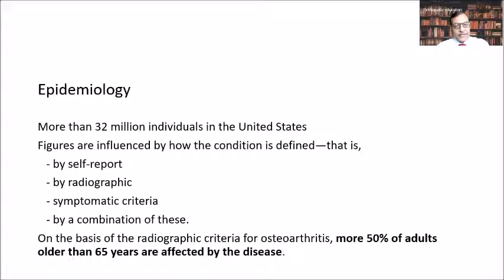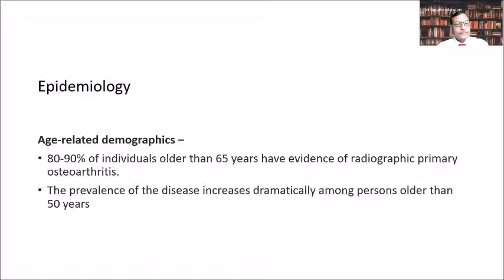Let us see the radiographic criteria for osteoarthritis. If it is taken into view, more than 50% of adults older than 65 years are already affected by the disease. The age-related demographics still say 80 to 90% of individuals older than 65 years have evidence of osteoarthritis radiographically. The prevalence of the disease increases dramatically among persons older than 50 years of age.